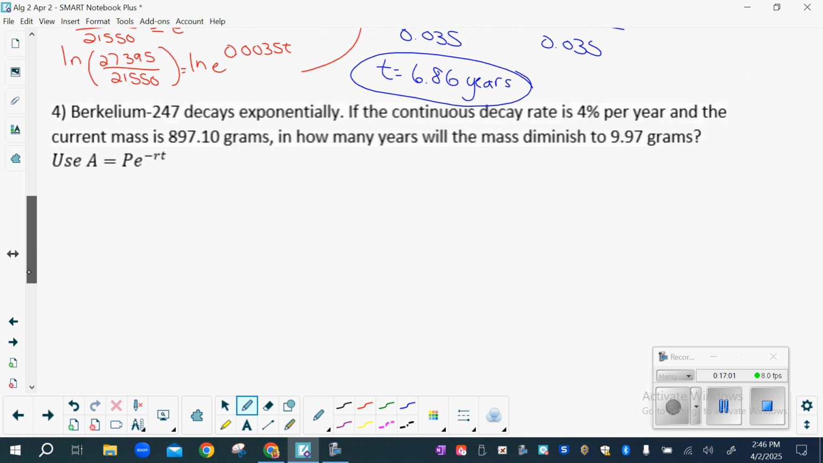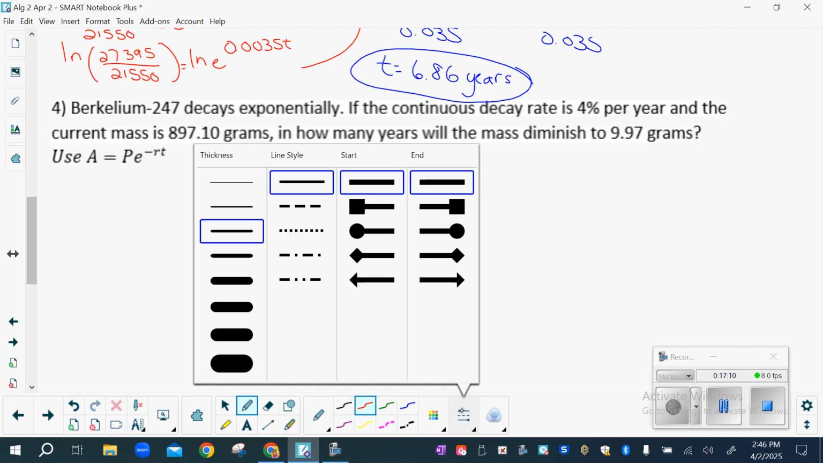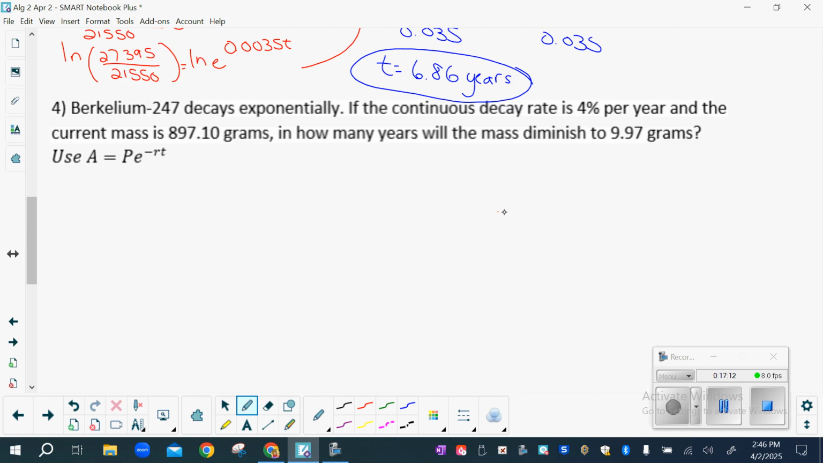Okay, last one. Carbon-247 decays exponentially. If the continuous decay rate is 4% per year and the current mass is 897.10 grams, in how many years will the mass diminish to 9.97 grams? So we are using A equals P e to the negative rt. There's a negative in the exponent. Let me just say right now that it's a very common mistake to forget that negative.